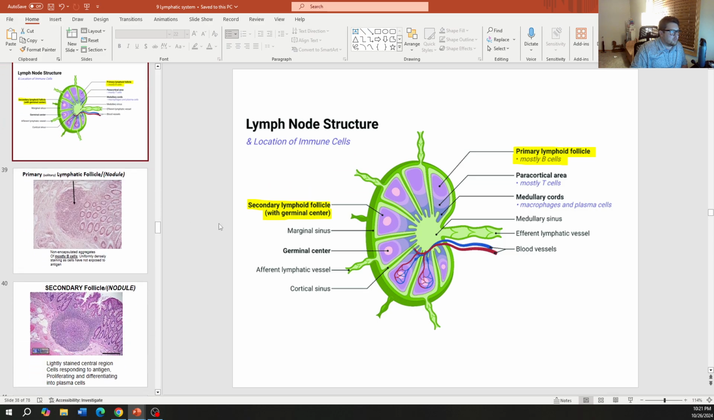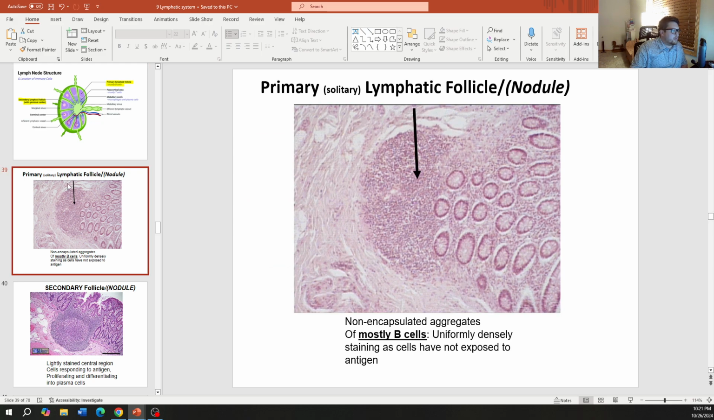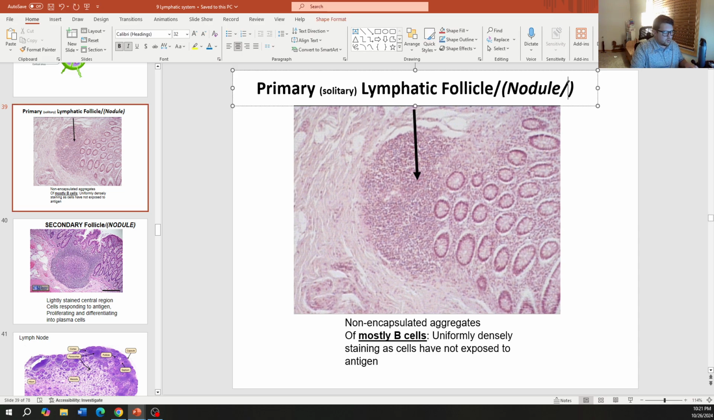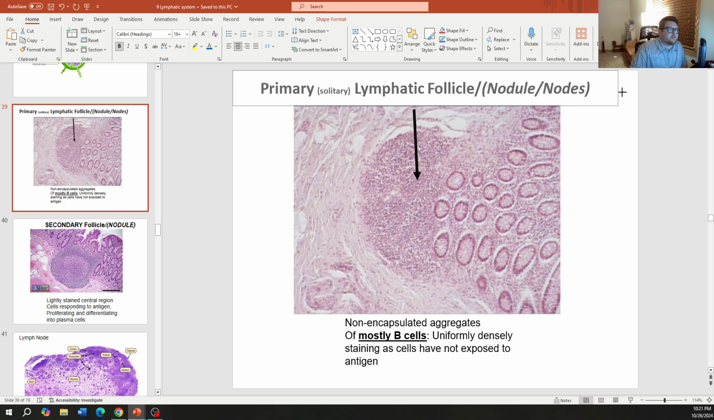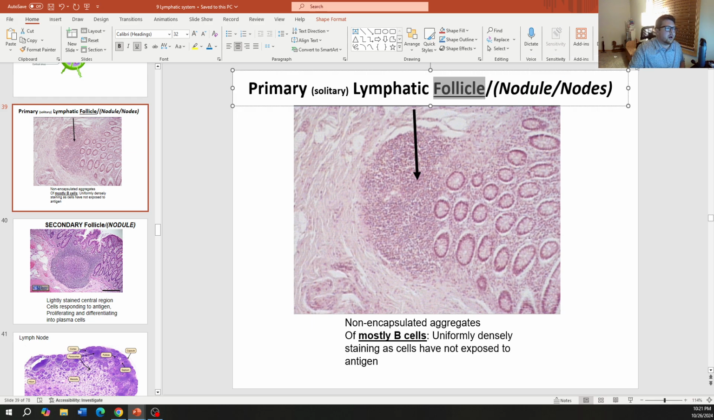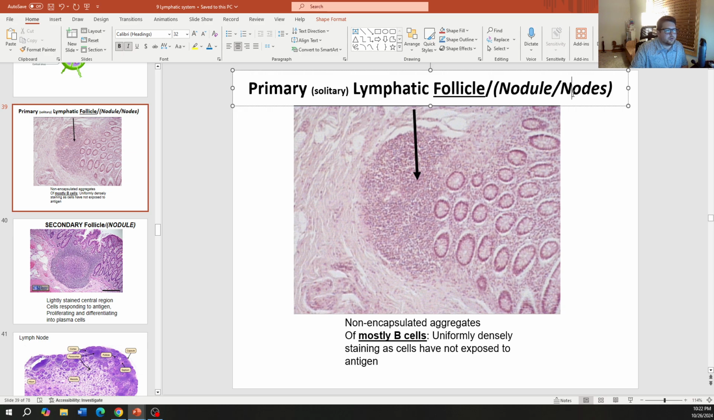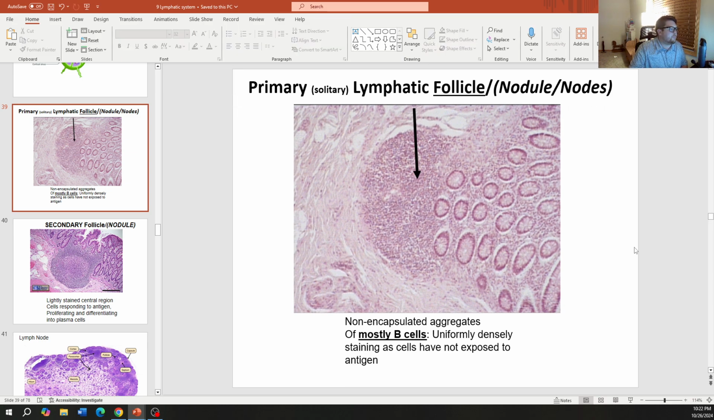So here we have a little bit of a picture. You can see the secondary lymphoid follicle versus the primary lymphoid follicle right there. And here are our pictures of it. So the primary lymphatic follicle, again, she calls these nodule or nodes. I prefer the term node. Follicle is the more correct term, but any form like this is going to be fine when it comes to test purposes. Follicle, nodule, node, it doesn't really matter.